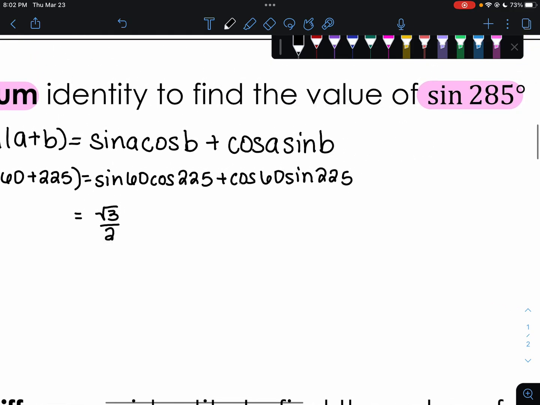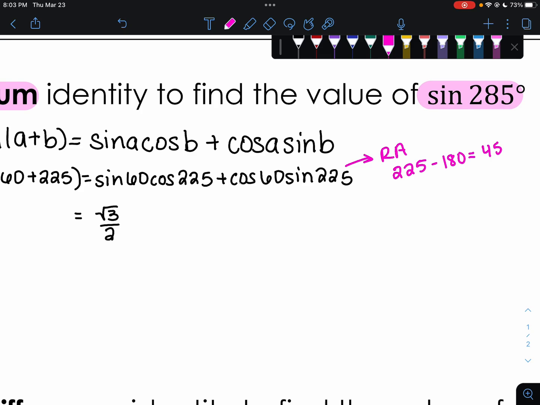Now, cosine of 225 is not one of our main first quadrant angles, so we need to find the reference angle to that. 225 is in the third quadrant, so we're going to subtract 180 from it. When we subtract 180 from it, we get 45 degrees. So cosine and sine of 225 have a reference angle of 45 degrees. So in the third quadrant, both cosine and sine are negative. So whatever value we get, we just need to make sure that we make it negative.